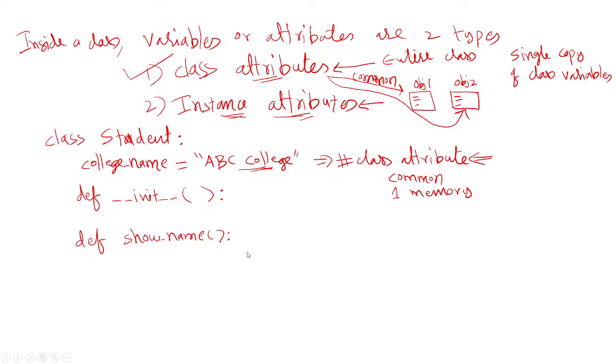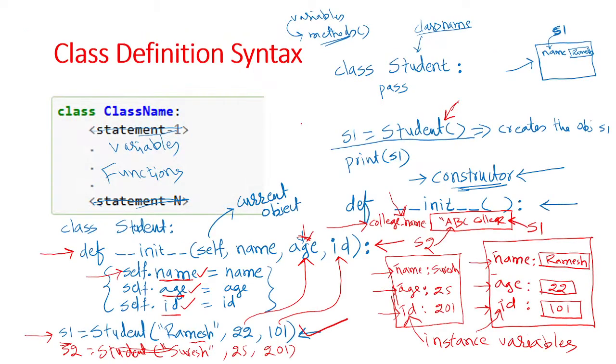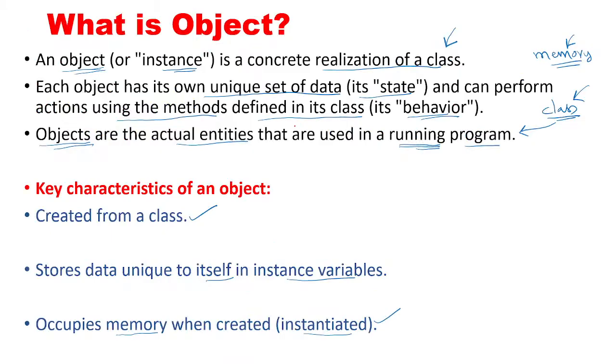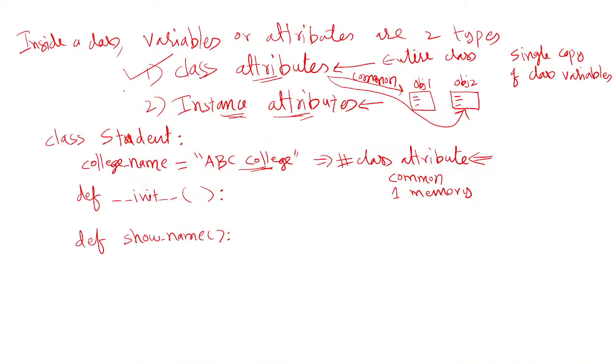So that's all for today's session. In this session we discussed classes and objects in Python: how classes are defined in Python, and how objects are created using the class definition. We have also seen the two different types of variables or attributes that can be defined inside the class. One is called class attributes and the other is called instance attributes.